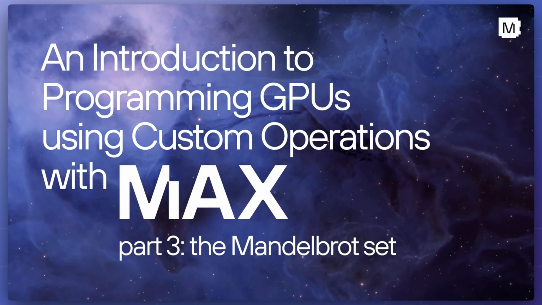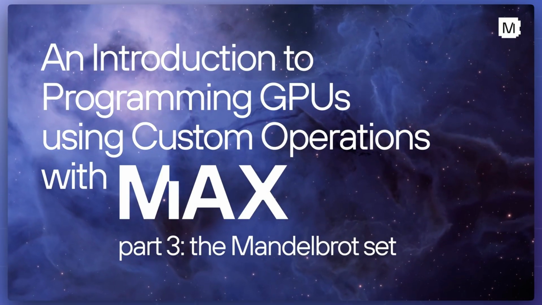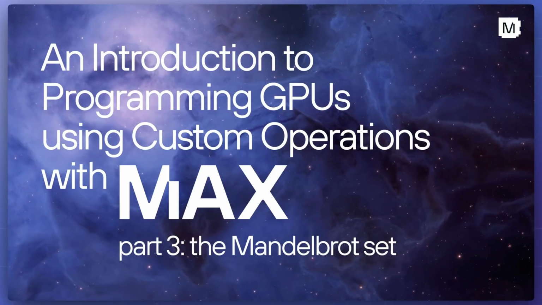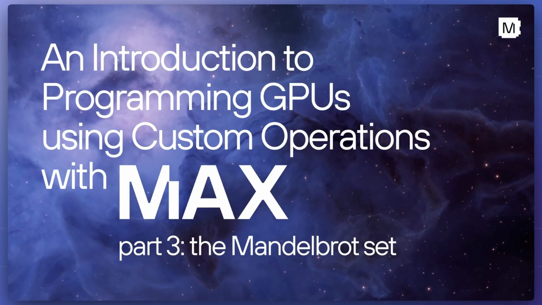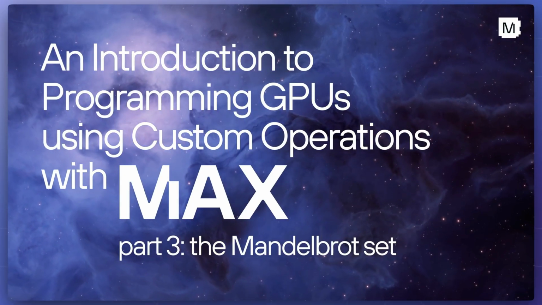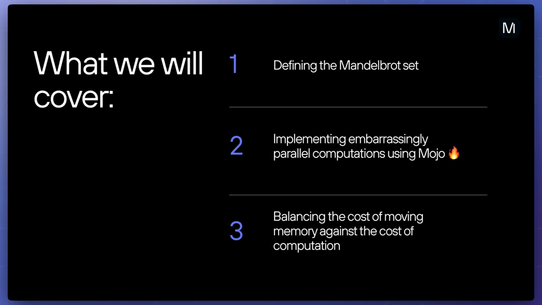This is the third and final part of an introduction to programming GPUs using custom operations with MAX and Mojo. In this video, we will cover how to compute the popular Mandelbrot set. We'll begin by giving a mathematical definition of the Mandelbrot set, then show how it can be implemented as an accelerated, embarrassingly parallel computation using Mojo. Finally, we'll complete the example with a short discussion of balancing the cost of moving memory between a host and device against speedups of parallel computation.